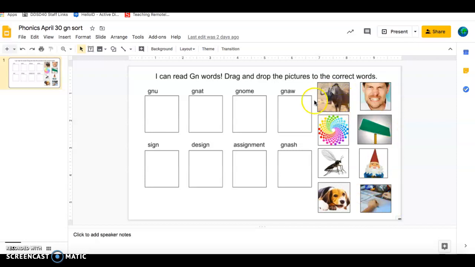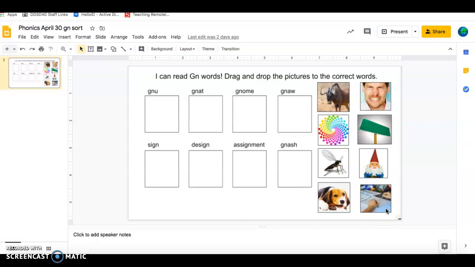My turn, your turn. Gnu, gnash, design, sign, gnat, gnome, gnaw, assignment.